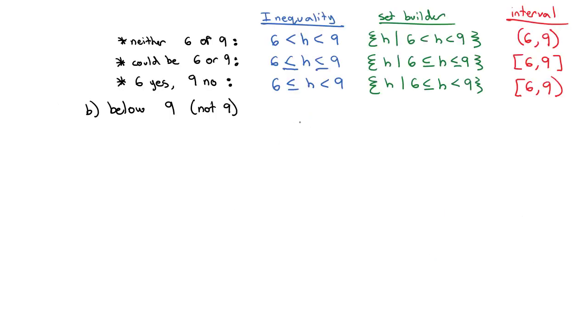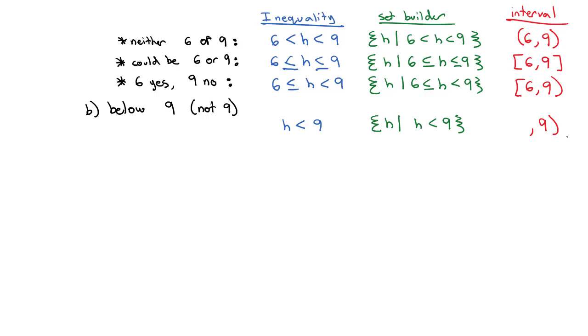If I wanted to be below 9, then we would say the H is just below 9. I'm not going to use the "or equals to" because it can't be 9. Set builder notation would be similar, H such that H is below the 9. But then in interval notation, we're going to do a comma 9, and we can use a curved bracket for the 9 because we're not actually equal to 9.